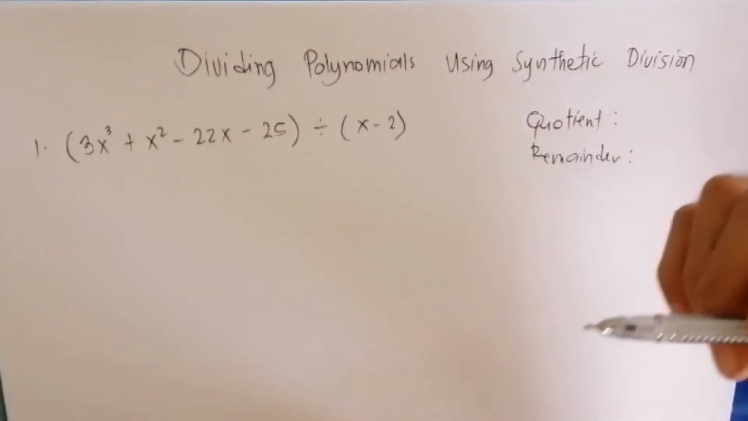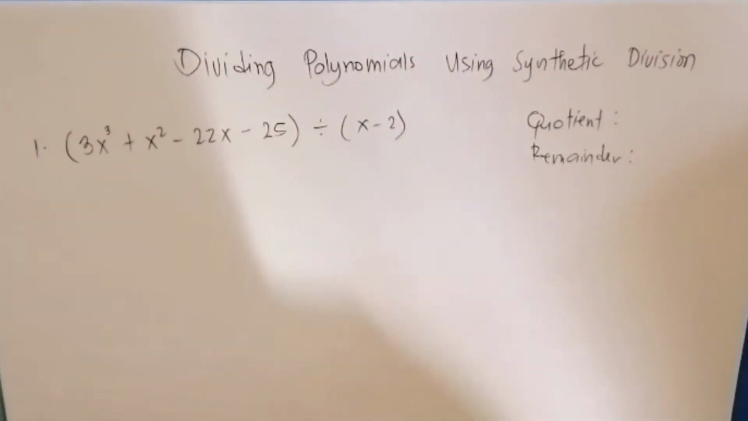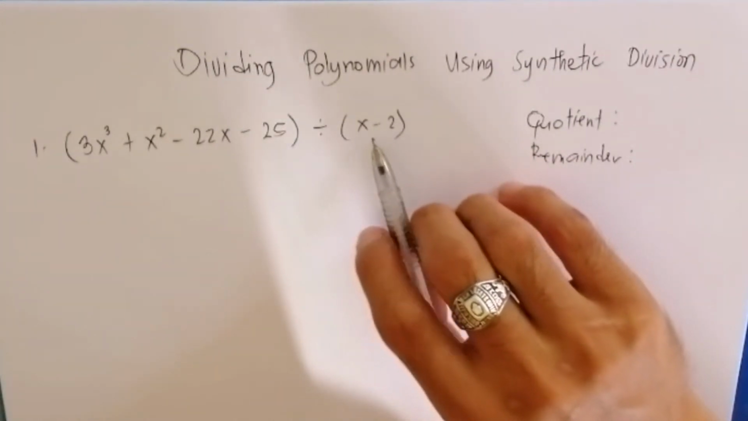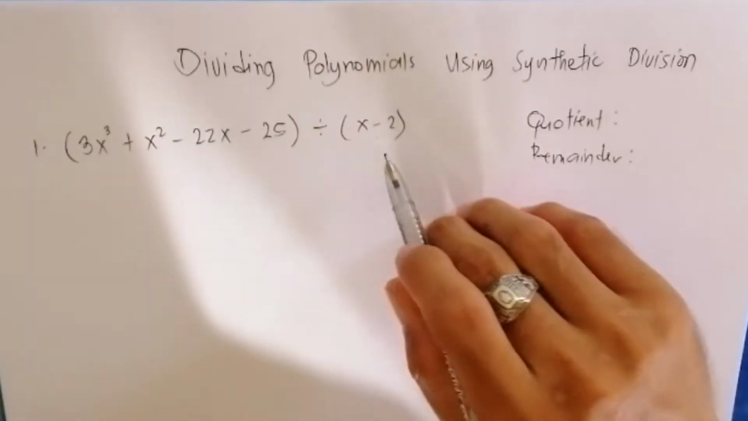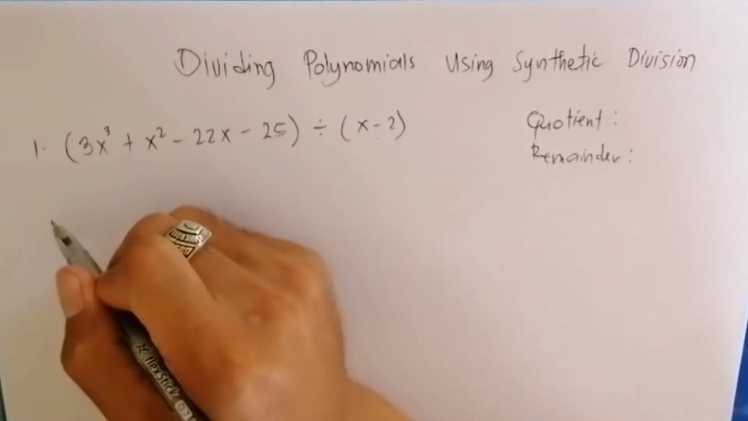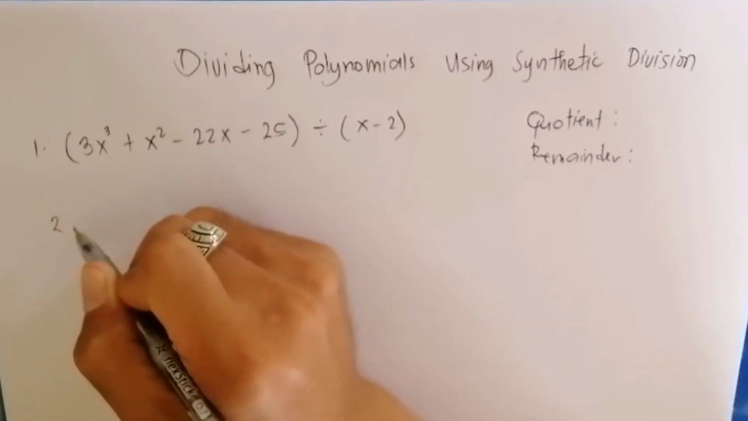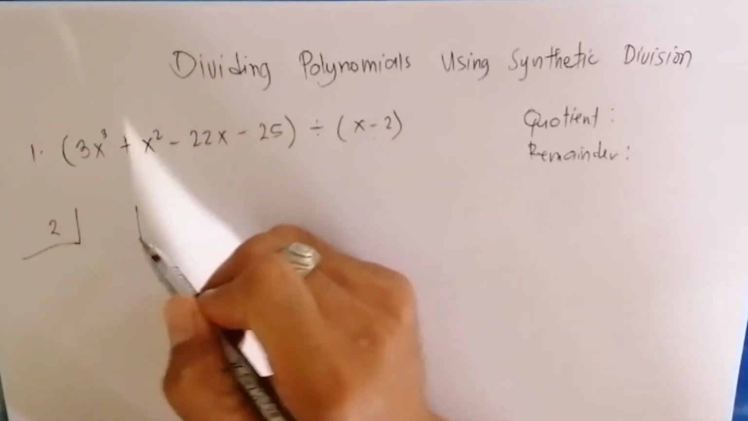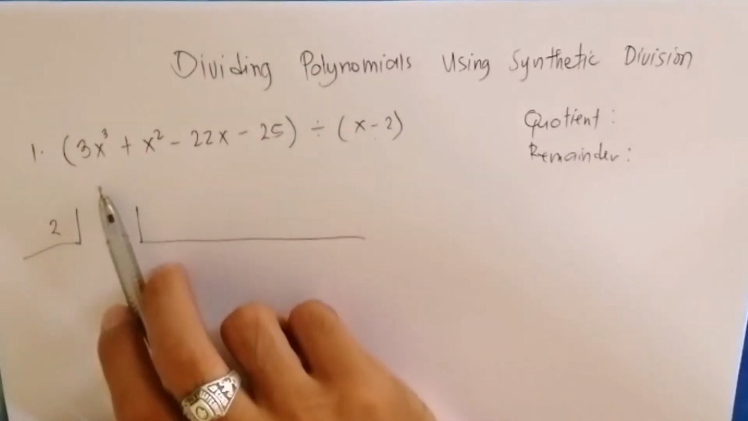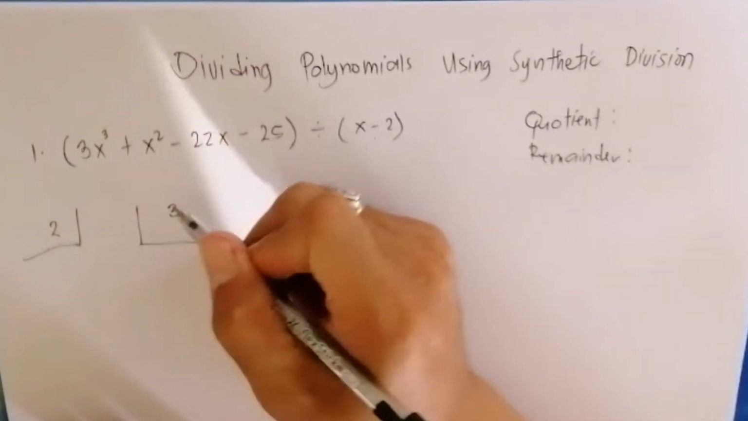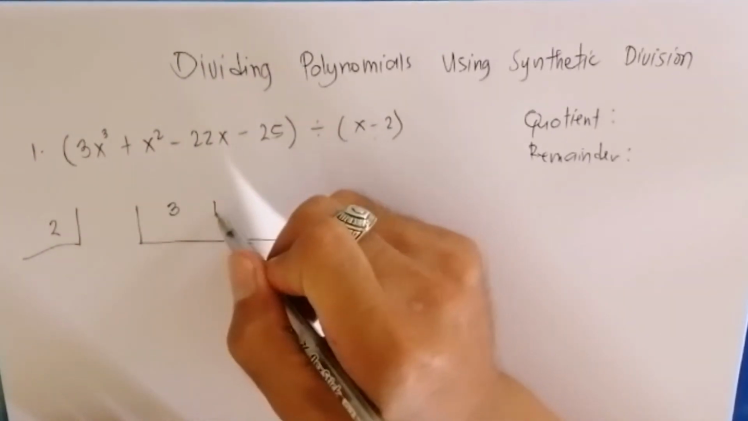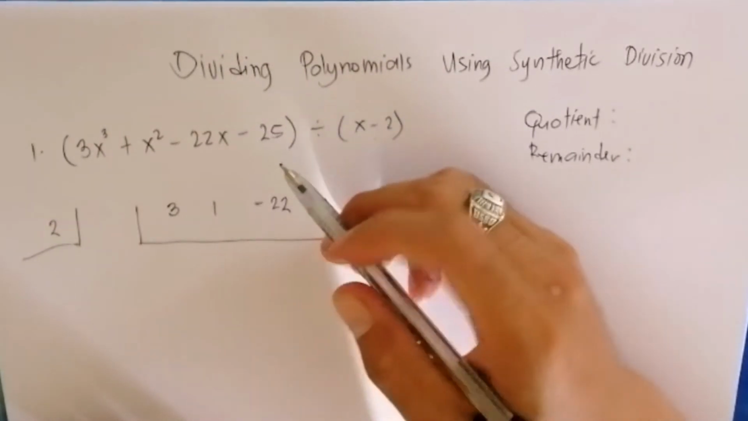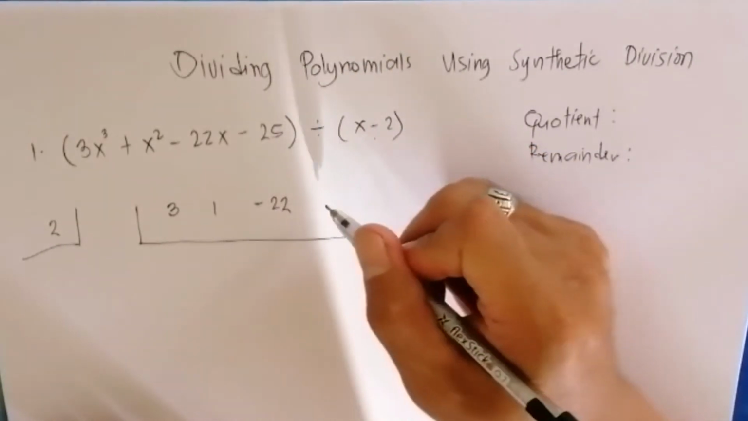So, to solve this, take note: if the operation of your divisor is minus, use that as positive. So we have positive 2 as your divisor. Then for your dividend, we have 3, then positive 1, then negative 22, then negative 25.